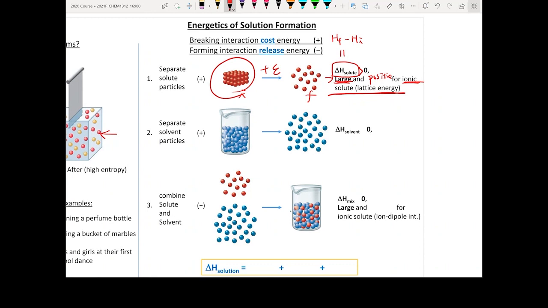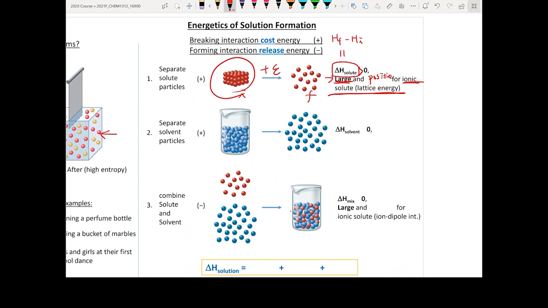When I say ionic solute, one good example is salt, sodium chloride. Salt is composed of sodium plus and chloride minus, and because it's plus and minus, they have a very strong ionic interaction between the two. So in order to form a solution, you bring those things apart first, and that requires dumping energy. Therefore, the delta H of your solute will be large and positive for ionic solute.